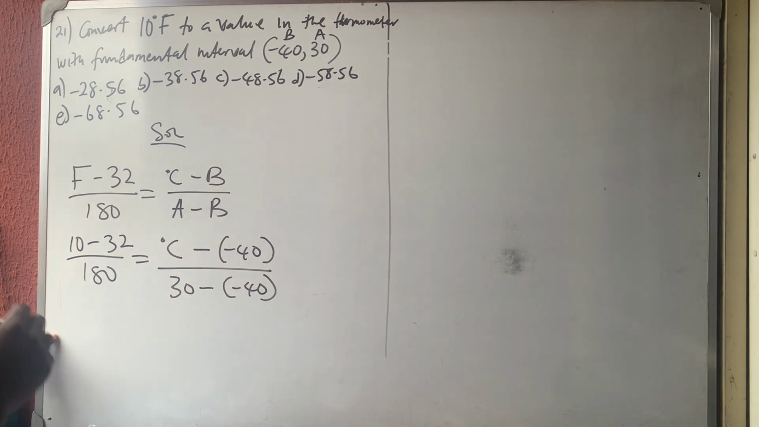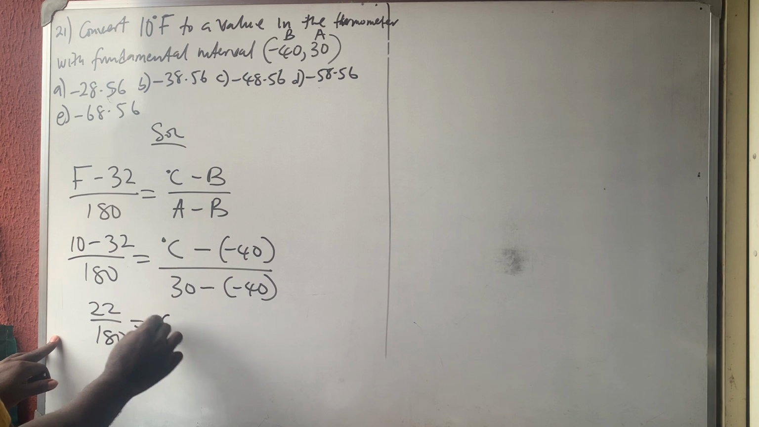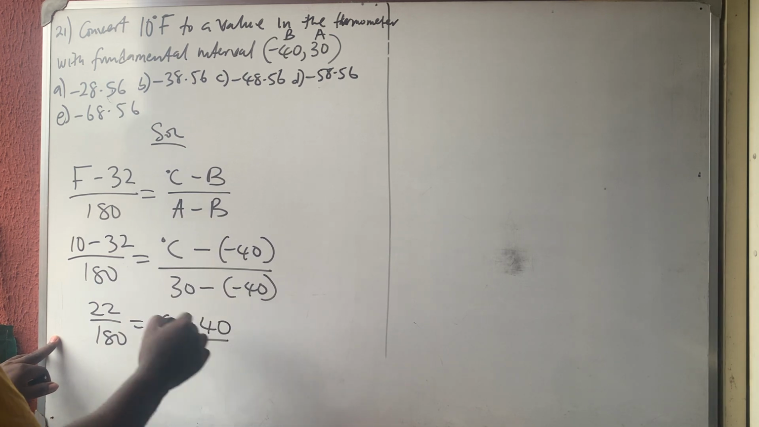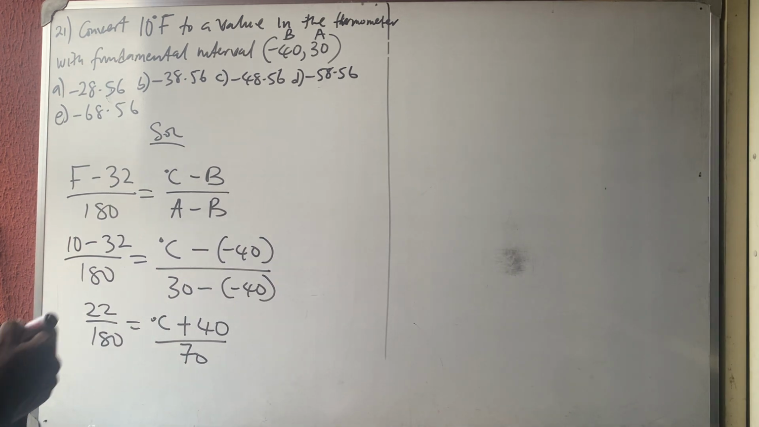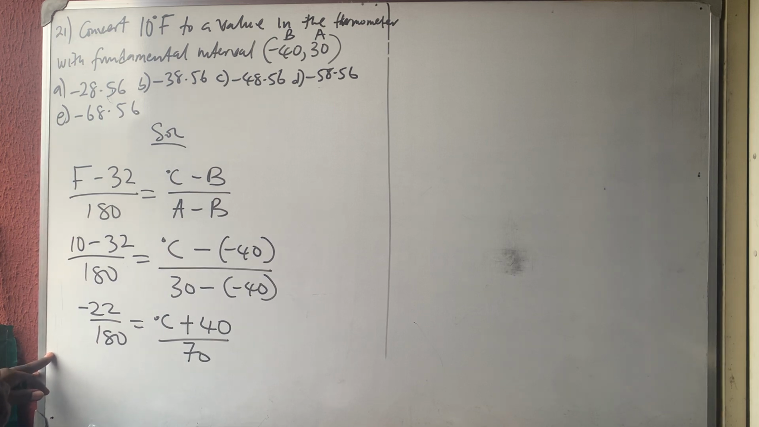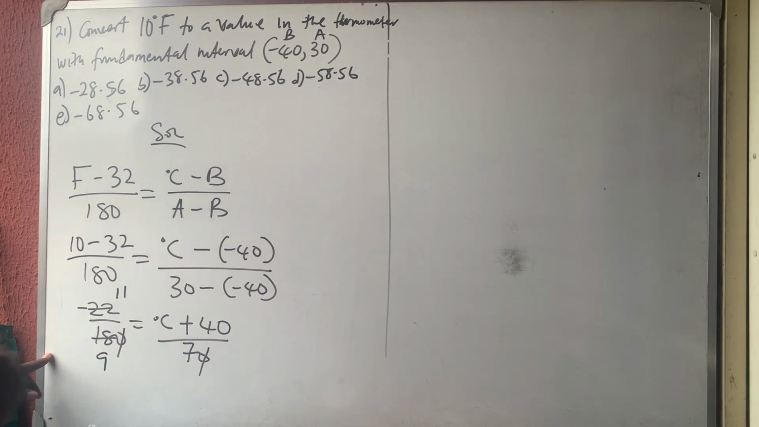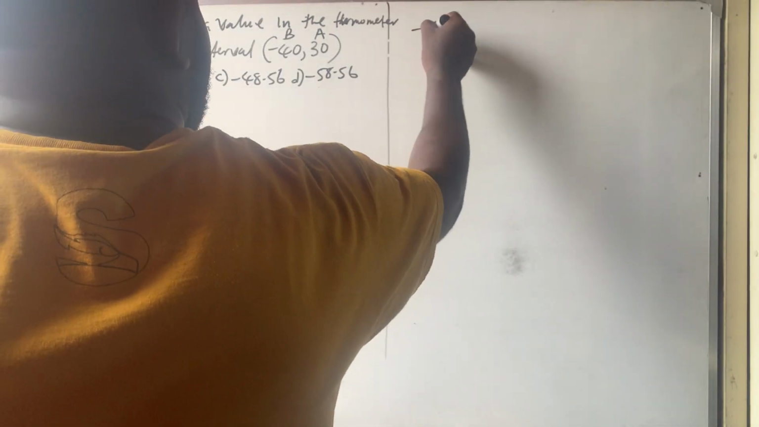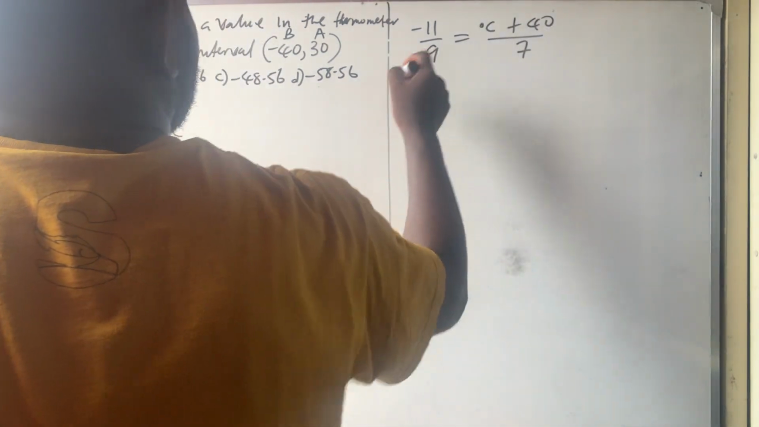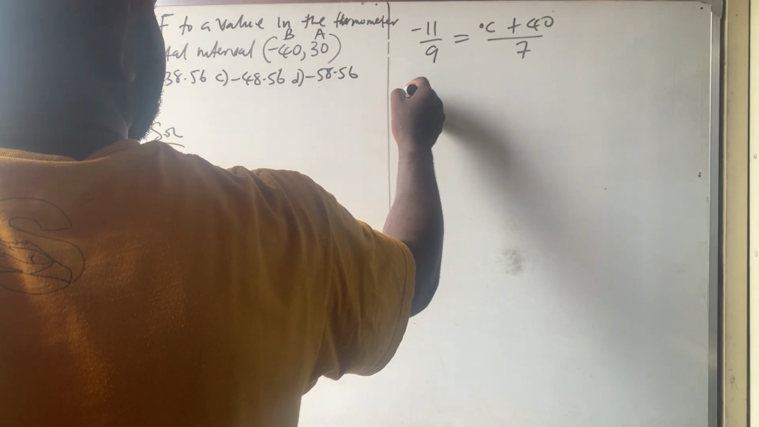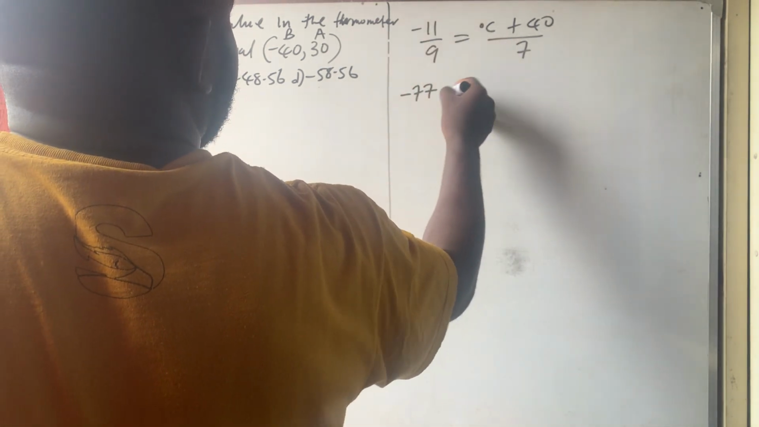So what do we have? This and this will give you 22. 22 over 180 is equal to degrees Celsius plus 40 all over this plus this, 70. So if you cross multiply, don't forget that this can take care of this. 2 here 11, 2 here 9. So I'm having minus 11 over 9 is equal to degrees Celsius plus 40 all over 7. So cross multiply, I have that minus 77. Okay, this minus 77 is equal to what?